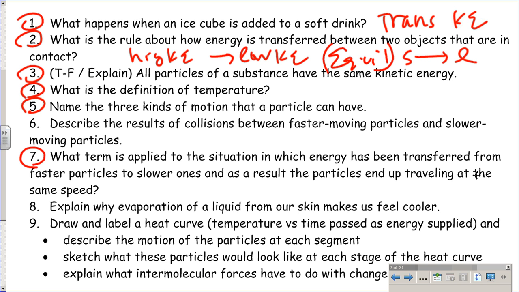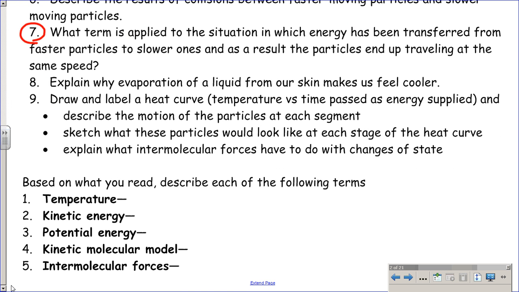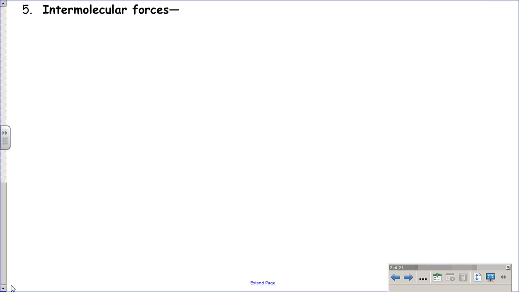Equilibrium is a term we're going to start to use a bit more. True or false? Explain how all particles of a substance have the same kinetic energy. Anybody? False, because particles collide with one another at different speeds. Okay, so some of them are going to have a higher speed and higher kinetic energy. Some are going to have a lower kinetic energy, or just slower. There's a curve on the paper that represents that. I want you to draw yourself this curve.